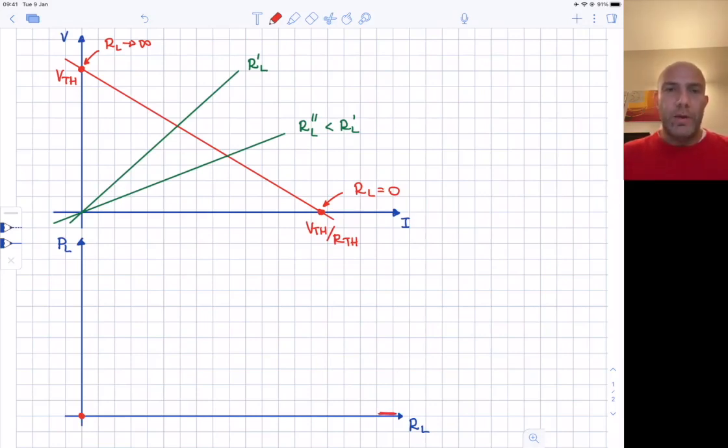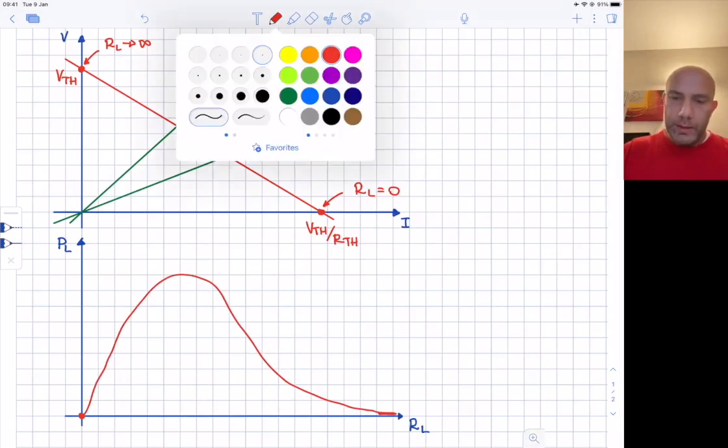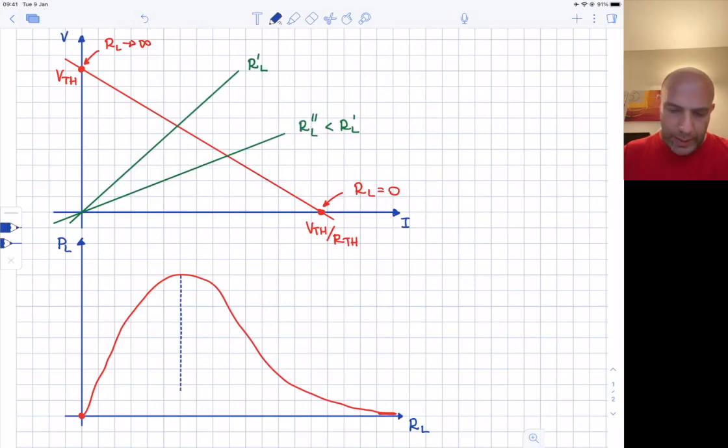For all other values of the resistance, the power is a positive value, and so we have a curve like this one. In other words, we can say that for a specific value of the resistance, let's call this value RL star, the power is maximum. Let's call this value P star. Now, what we want to do is to find out the analytic expression of this power.